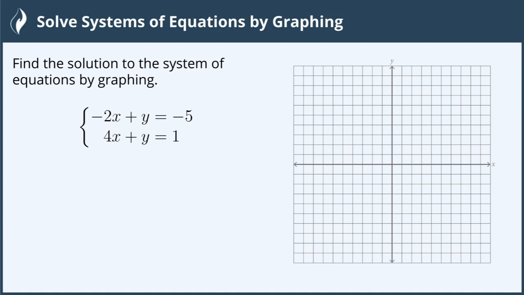In this video, we're going to find the solution to this system of equations by graphing. In order to do that, we're going to graph each equation separately and then find where they cross. So let's start with this top equation. Negative 2x plus y equals negative 5.